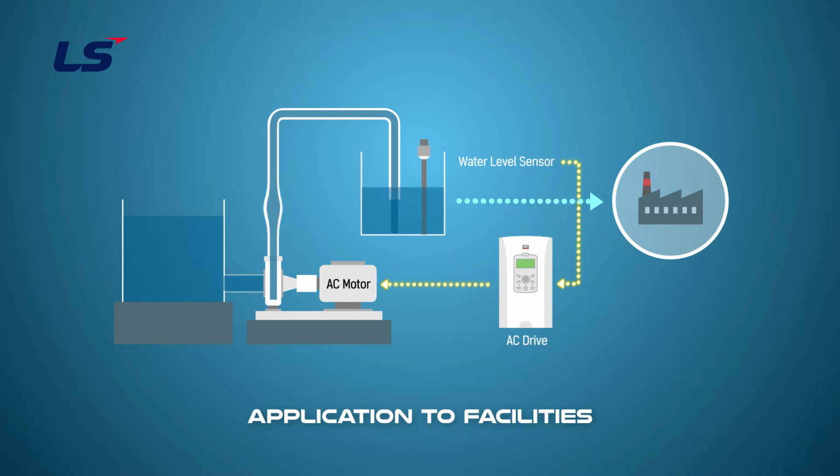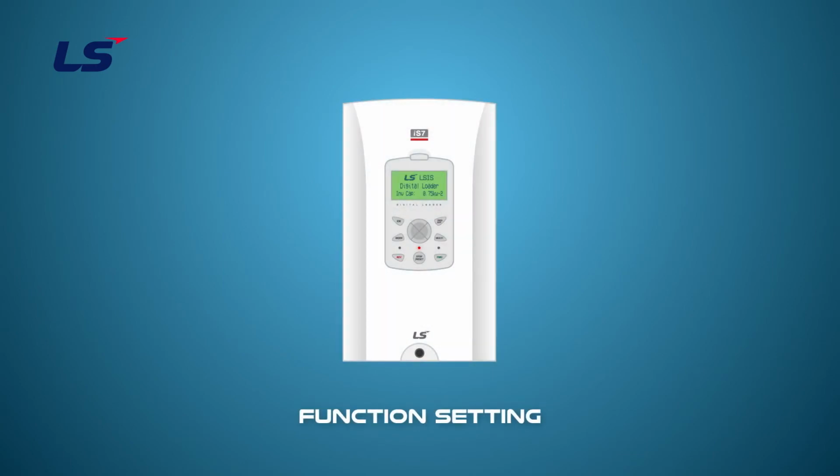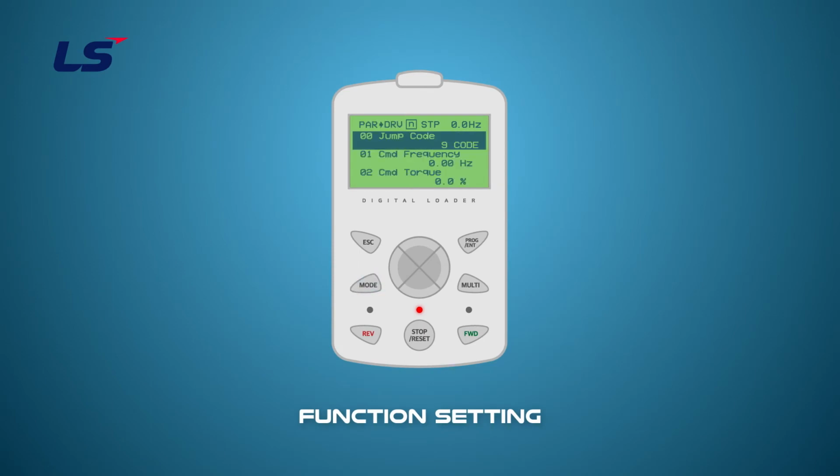The water level is continuously measured with a water level sensor, and the feedback value is fed back to the inverter. Now, let's program the parameters using the keypad. First, press the mode key once to move to the PAR mode, and then move to the APP group using the right arrow key. Then, use the down arrow key to move to the APP number 1 parameter and set the value to number 2 process PID.